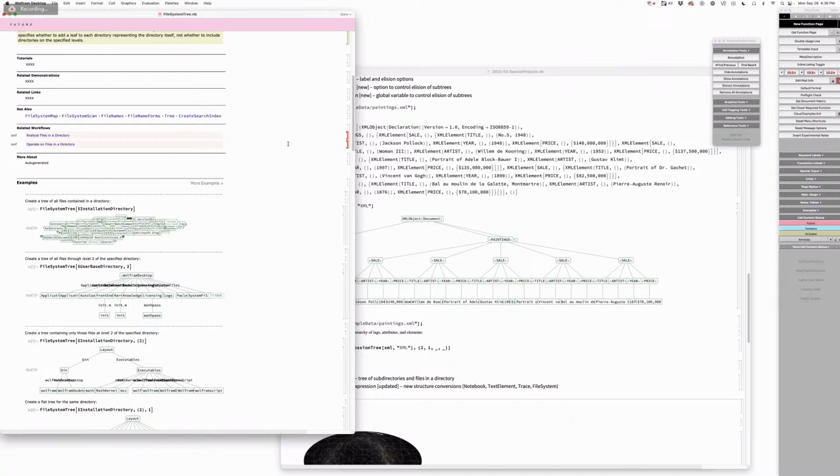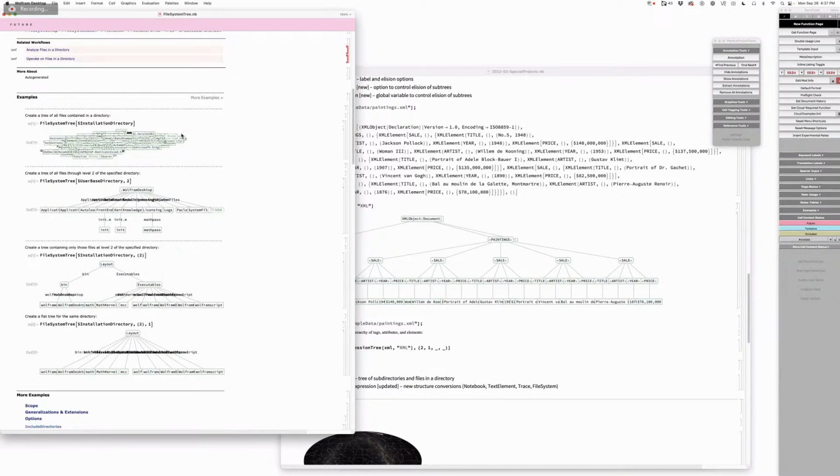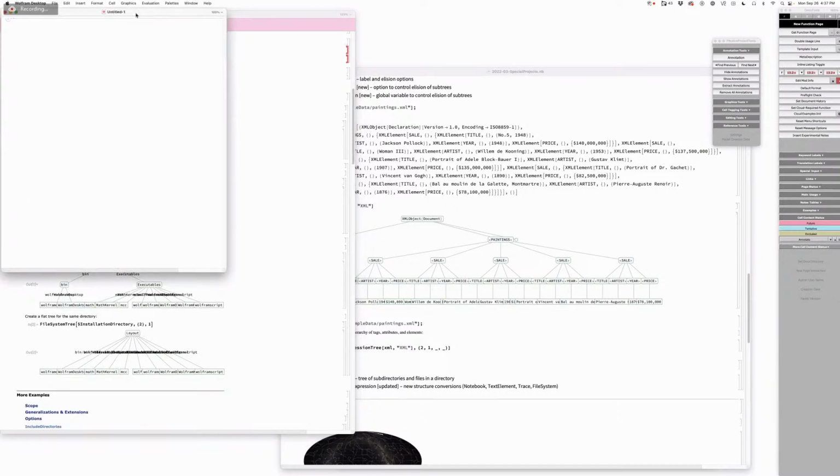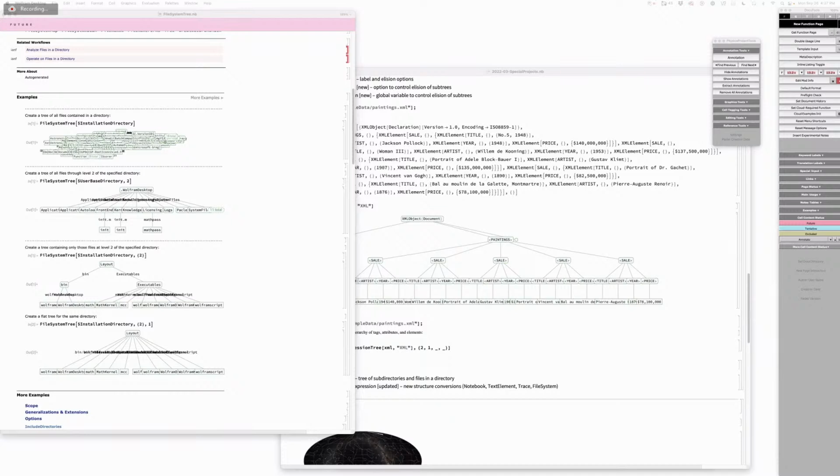So file system map, this is basically like file system map of identity. What do you mean? I mean, file system map generates a nested association. Right. And if you convert that association into a tree, this is what you get with expression tree. Okay. So this is like a shortcut for doing file system map of identity and then expression treeing it.